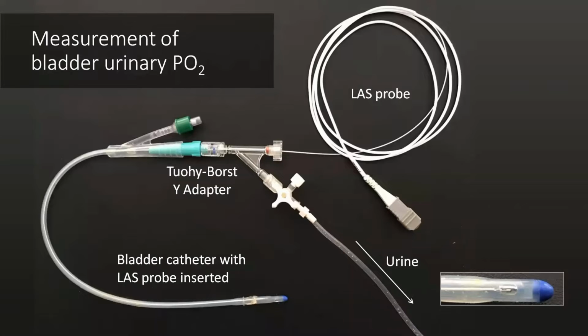To measure urinary PO2 in the bladder, our animals have a bladder catheter inserted. The bladder catheter is then joined to a Tuohy-Borst Y adapter, and the probe is fed through this adapter all the way to the tip of the catheter. And in the bottom right, you can see a close-up of the tip of the bladder catheter, and you can see the probe tip just in the window of the bladder catheter. It's possible to tighten the adapter so that the urine does not leak out past the probe, and urine drains out through the tube attached to the three-way tap.